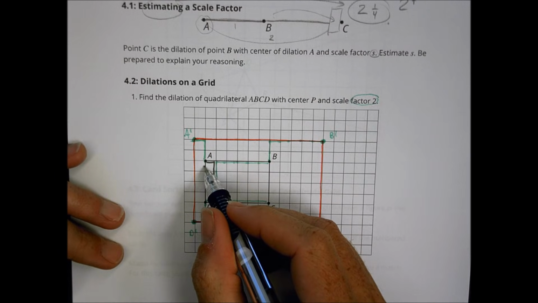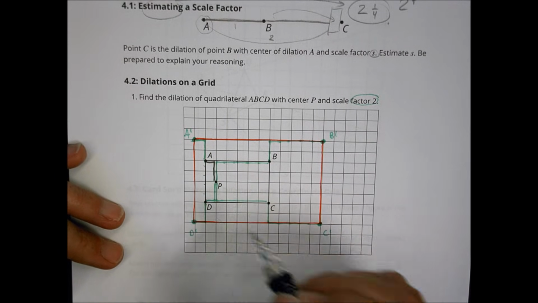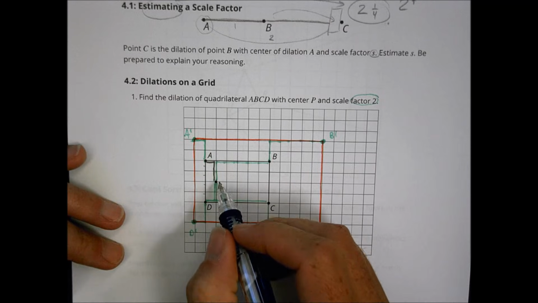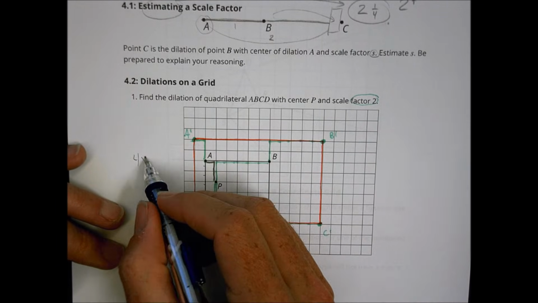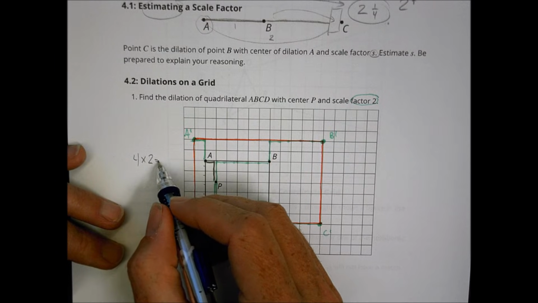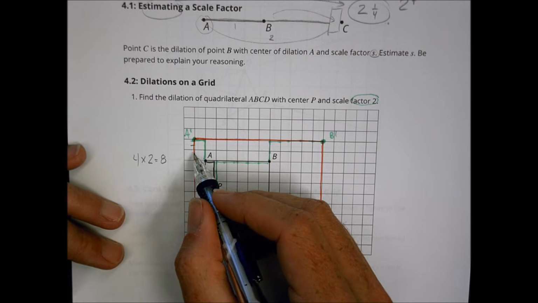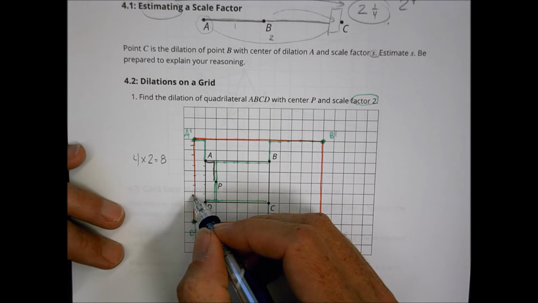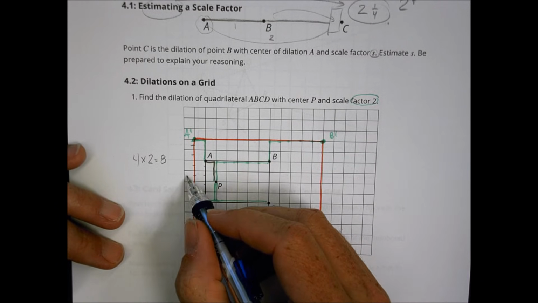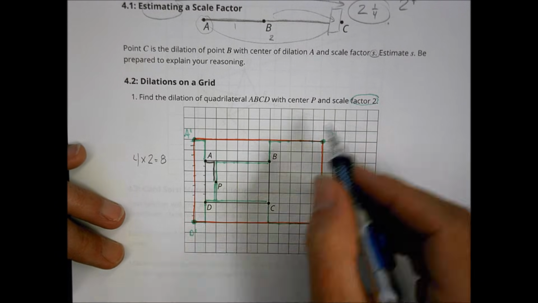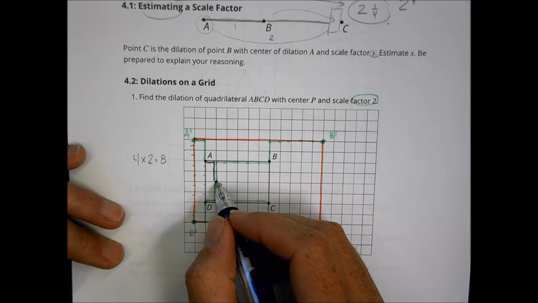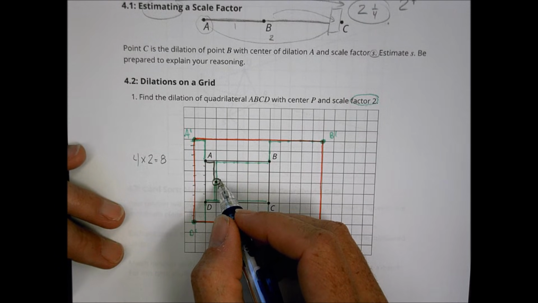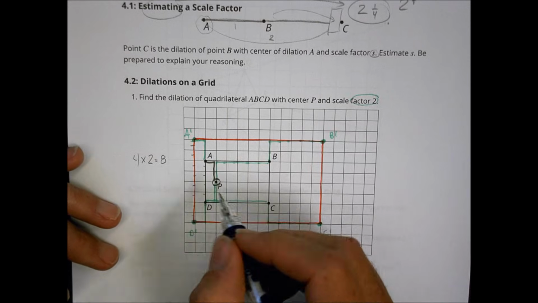Look at the length of the original. We have 1, 2, 3, 4 as our length. If this is a scale factor of 2, what would you expect to be the length of the new one? Well, 4 times the scale factor should be 8. Let's take a look. 1, 2, 3, 4, 5, 6, 7, 8. So indeed, our lengths are also obviously using the same scale factor of 2, but the difference with today is now we're using this point, this central point P, to be the point from which everything moves away from it.